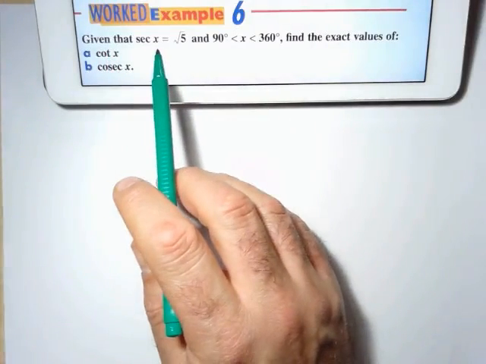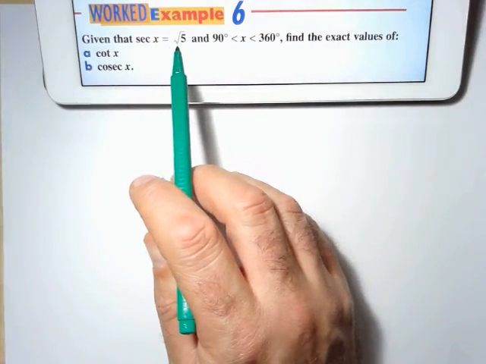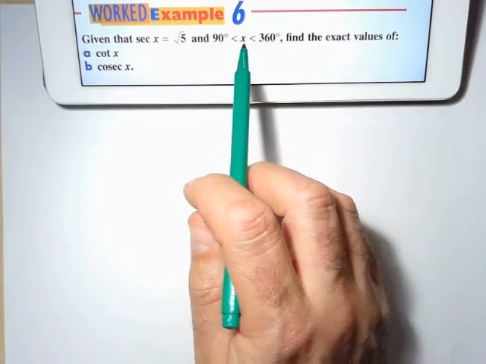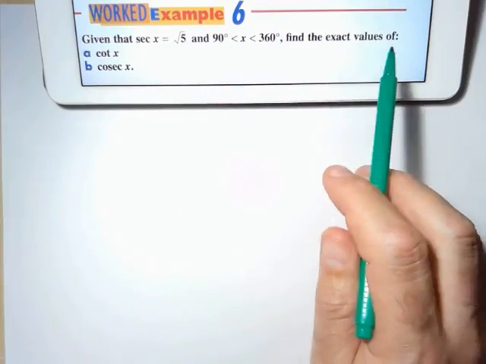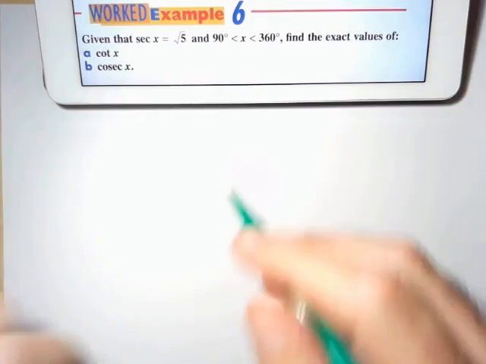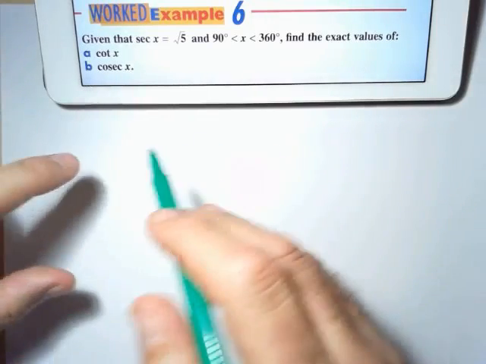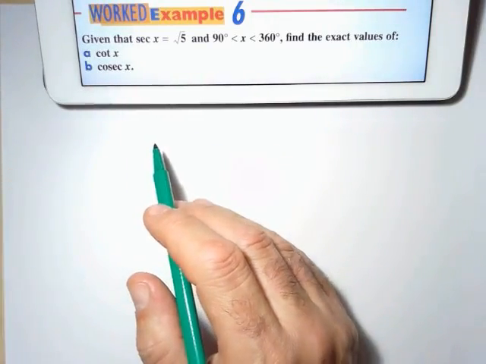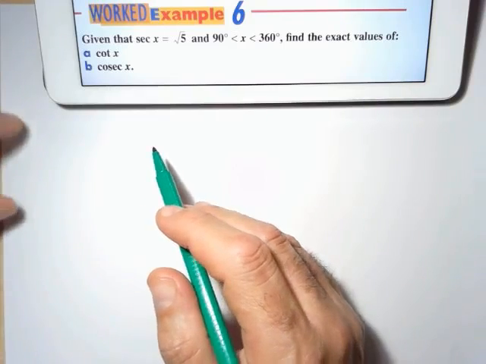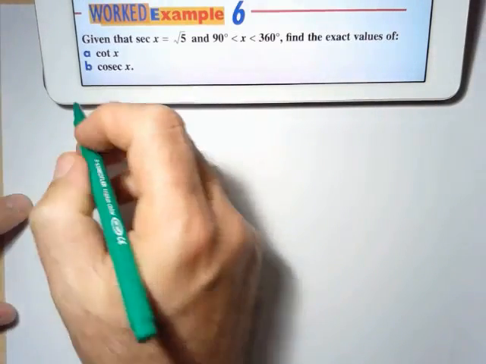Given that sec x equals square root 5 and x is between 90 and 360 degrees, find the exact value of cot x. There are so many different ways of doing this question. I will show you one to start off with, and I might show you a second as well.